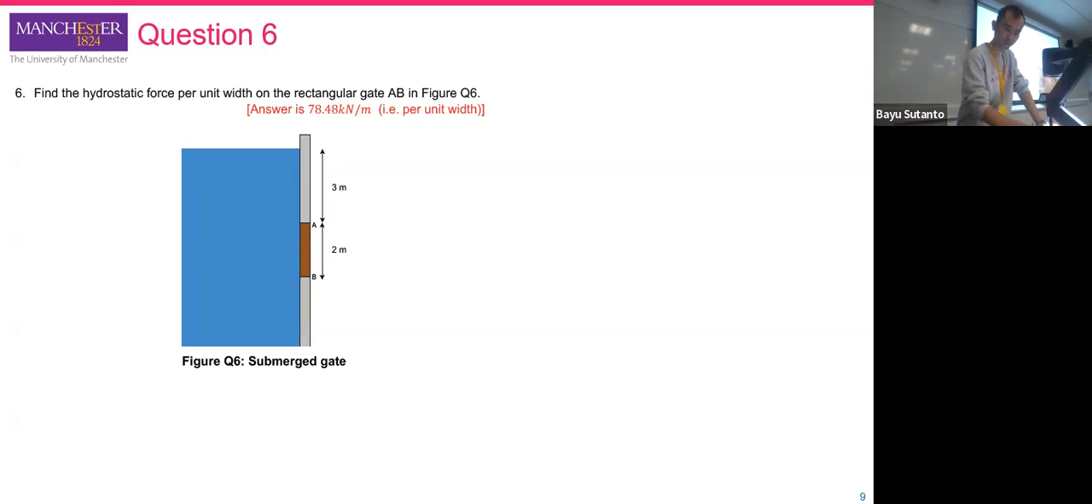Also, we have the water surface. We have the construction, this is 3 meters. This is A. This is B. And so on, we have 2 meters, because we know the centroid is on this line.